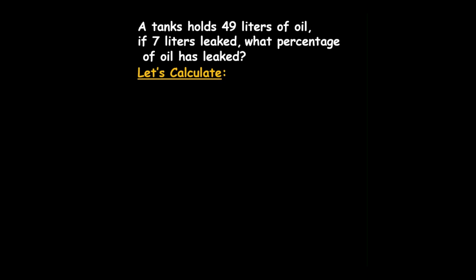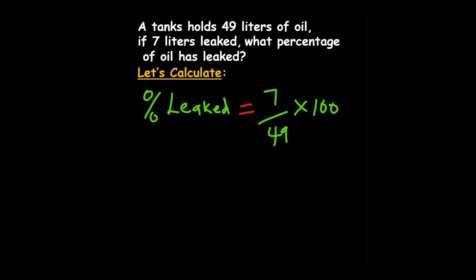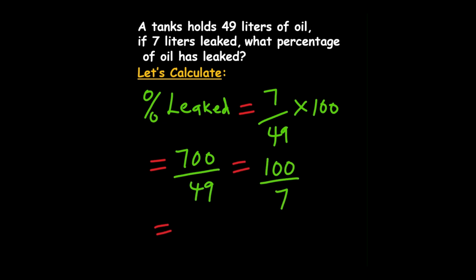Let's find what percentage of oil has leaked from the tank. Percentage leaked equals leaked divided by total times 100. So, percent leaked equals 7 divided by 49 times 100, equals 700 divided by 49, equals 100 divided by 7, equals 14 2/7. 14 2/7% of the oil has leaked.